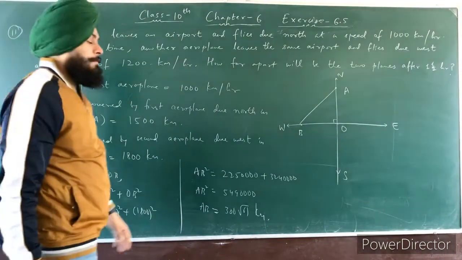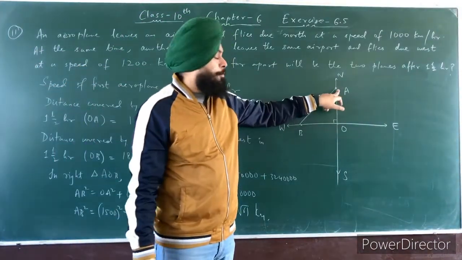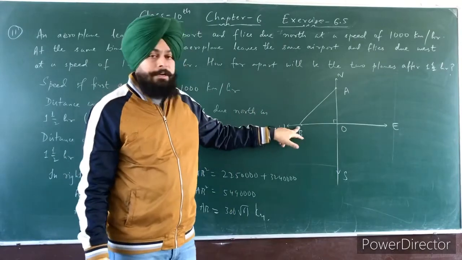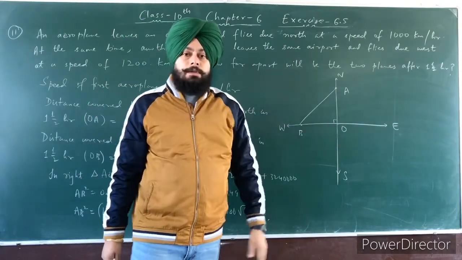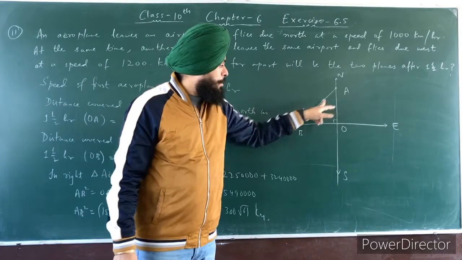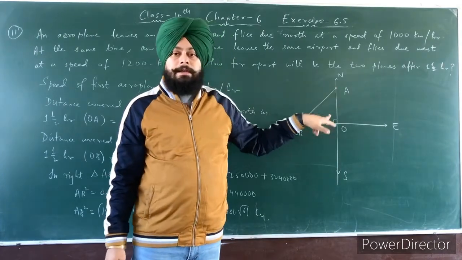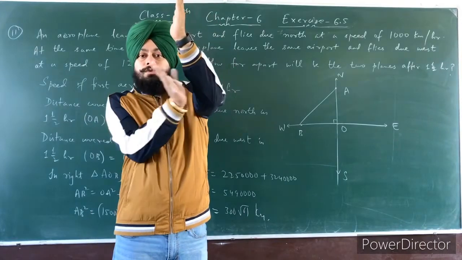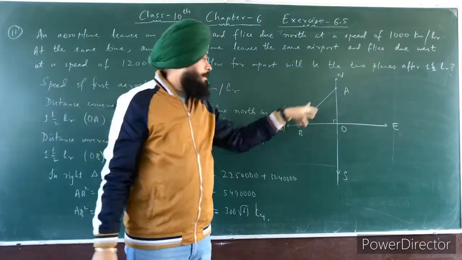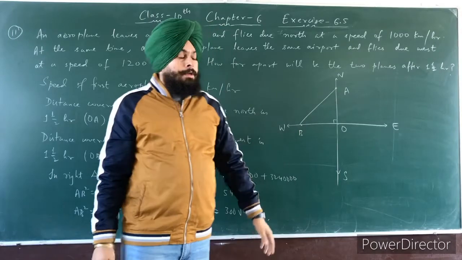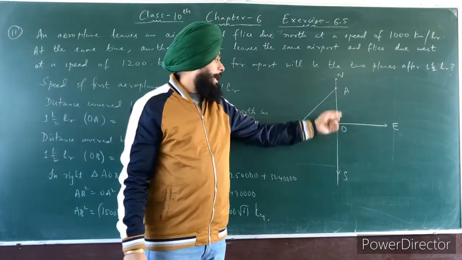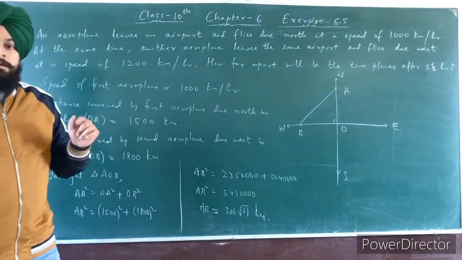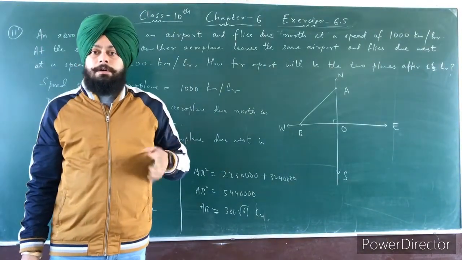So suppose that the first aeroplane reached at point A after 1.5 hours, and the second aeroplane reached at point B after 1.5 hours. So we can see here, this OAB is a right angle triangle, because the first plane goes to north and the second plane goes to west. Alright, so this is a right angle triangle. So we have to find the distance of OA and OB. It means we have to find the distance the two aeroplanes covered in 1.5 hours.